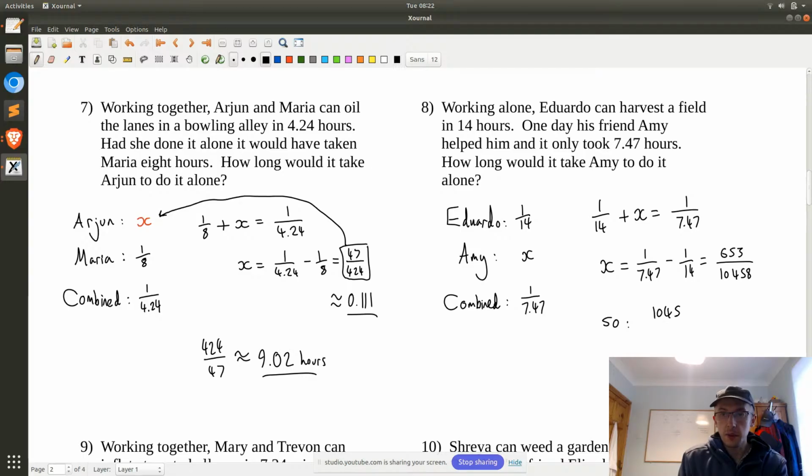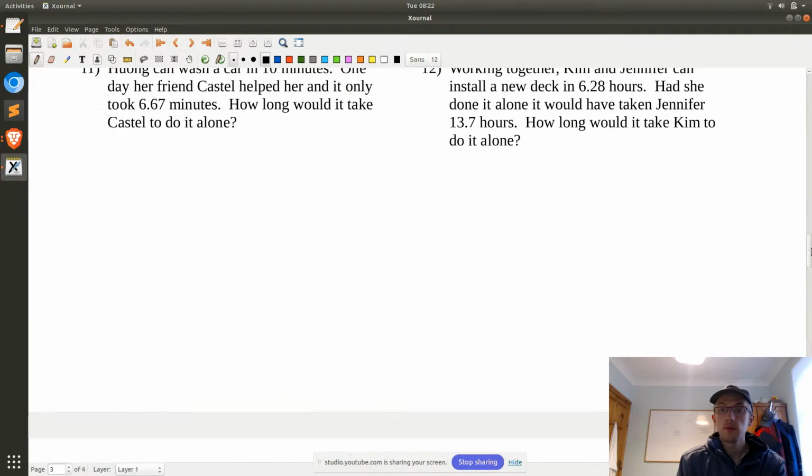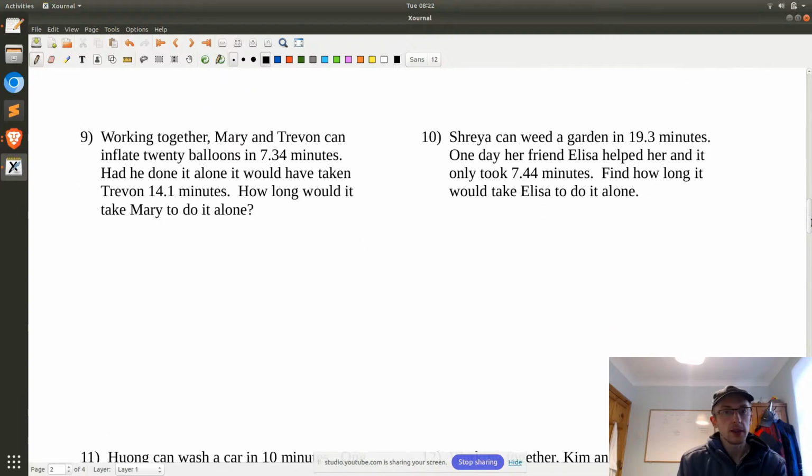So we just do the reciprocal like we've done. I'm just going to type in answer and then raise it to the power of -1. That's the fancy way to get a reciprocal. So it says 16.02. 16.02 hours. Let's check if it's right. Oh, and it is. Very good. Okay. Great.